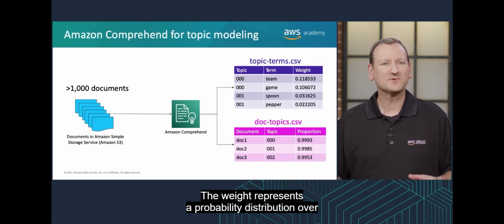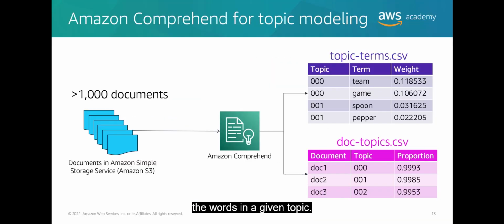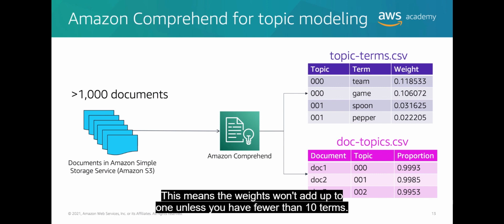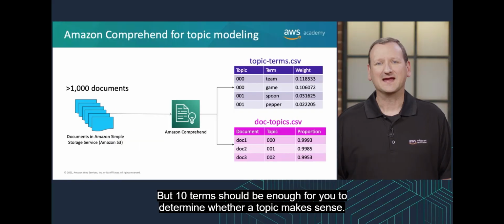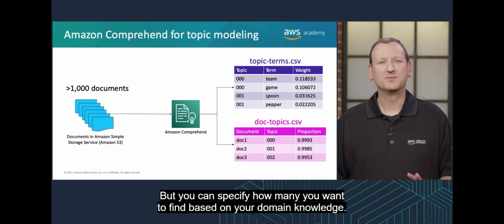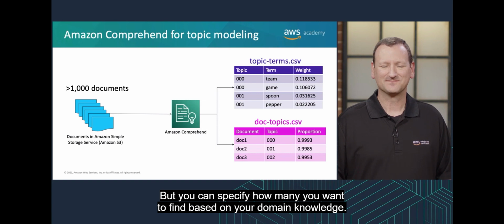The weight represents a probability distribution over the words in a given topic. Amazon Comprehend only returns the top 10 words for each topic. This means the weights won't add up to 1 unless you have fewer than 10 terms. The 10 terms should be enough for you to determine whether a topic makes sense. Amazon Comprehend can detect up to 100 topics per job, but you can specify how many you want to find based on your domain knowledge.